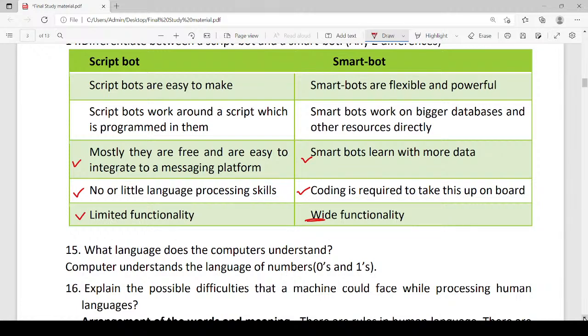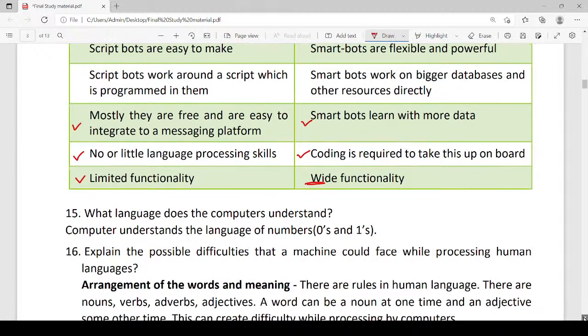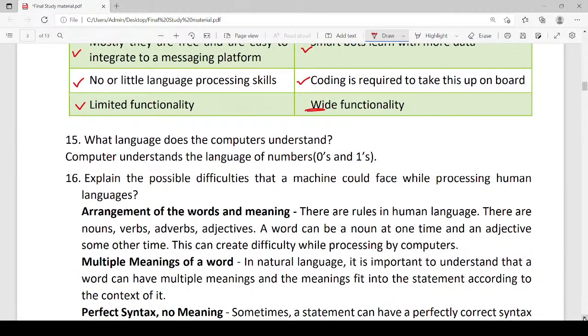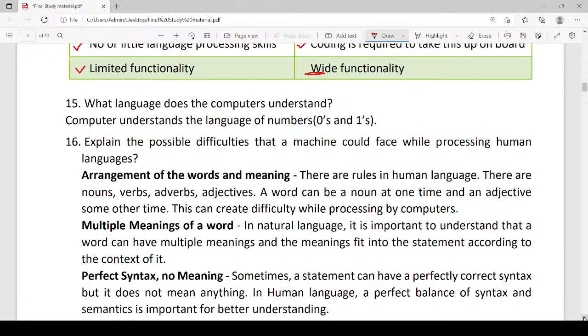Multiple meanings of the word, exactly. Arrangement of words and meanings, very good. One more. Excellent answers. Perfect syntax but no meaning. That is the third one. So we have three difficulties: arrangement of words and meaning, the second one is multiple meanings of a word, and the third one is perfect syntax but no meaning.